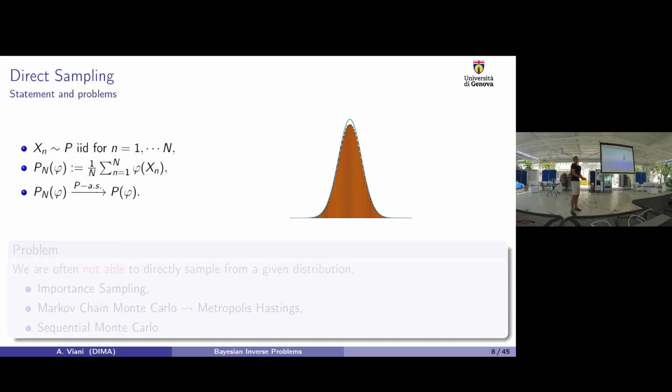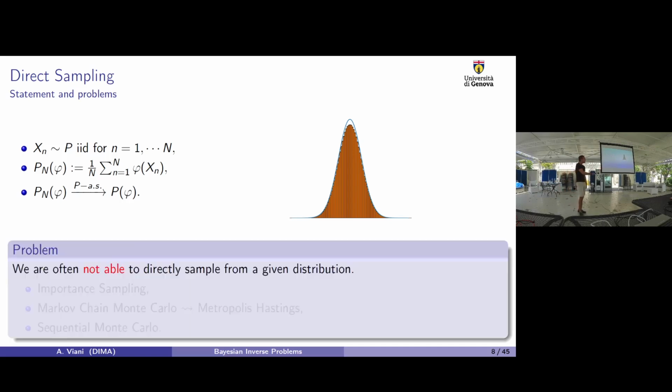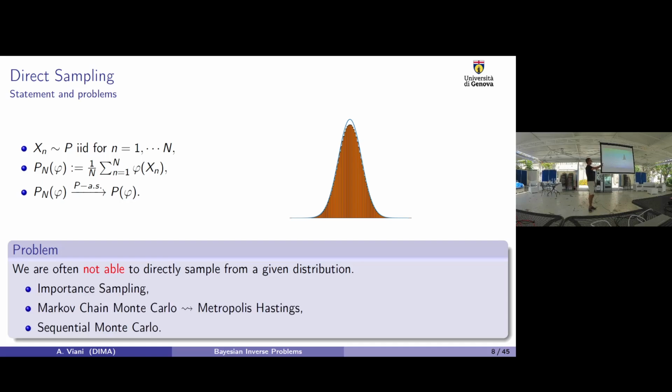What is the problem? Why do I have to talk, I hope, less than 2 hours for explaining why we have to introduce this Monte Carlo algorithm? Because we are not able to sample from the posterior distribution. We are not able to sample from each distribution that we want to. And so we have to introduce some other ways in order to get independent samples from such a measure. And what we are looking at are importance sampling, Metropolis Hastings, that is a particular Markov chain Monte Carlo, and a little bit we will talk about sequential Monte Carlo. That is a fusion of the 2 previous ones.